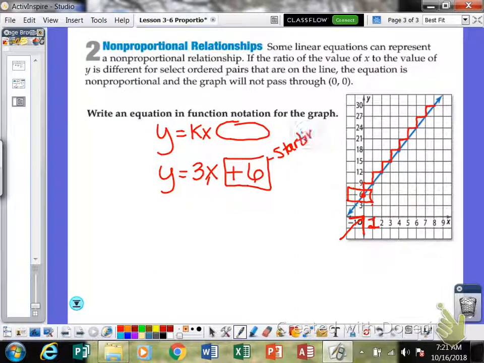This is going to come in handy again, so you're learning the basics for writing equations here that's in the chapters to come. 3 is the constant, but we're not starting at 0 anymore. We're starting at 6. So that last part, instead of being blank, is actually plus 6. This is non-proportional because it does not cross through the origin.